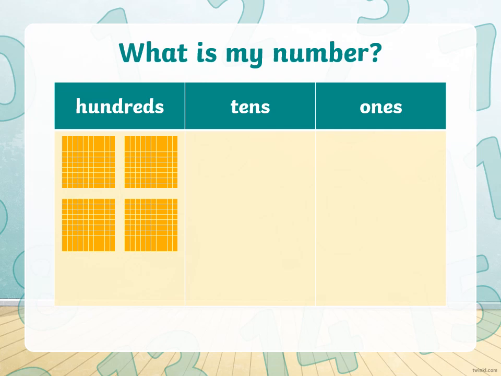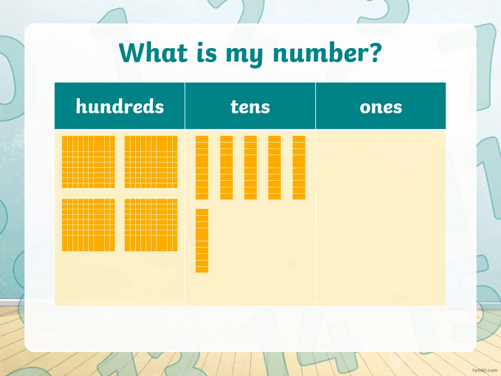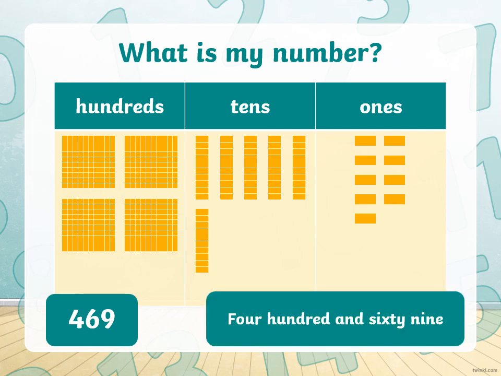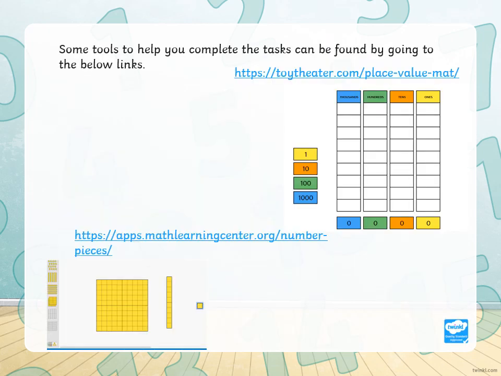Okay, we've got 400s, we've got 10, 20, 30, 40, 50, 60 tens, or 6 tens I should say, and 2, 4, 6, 8, 9 ones. Okay, let's have a look at our number. 469. And 469 in words.